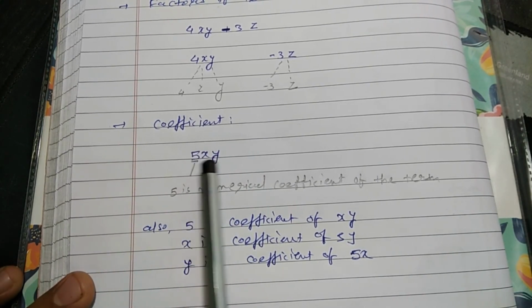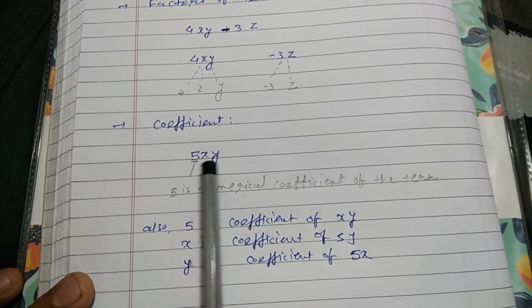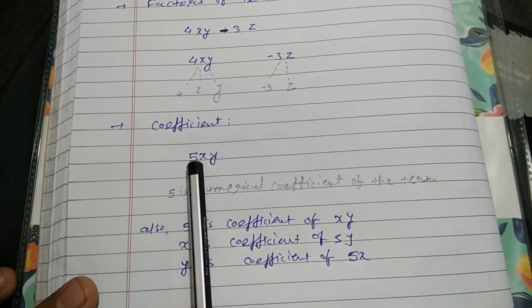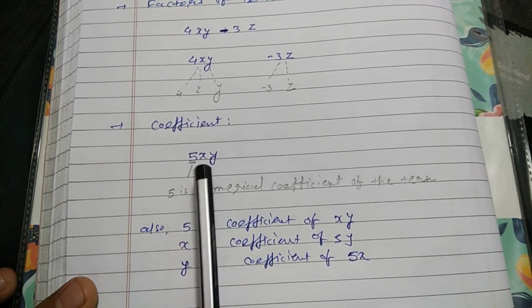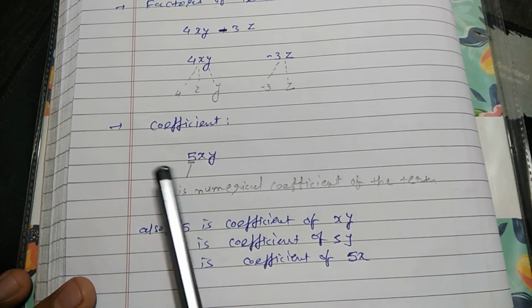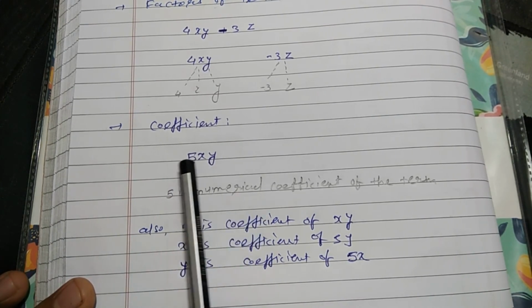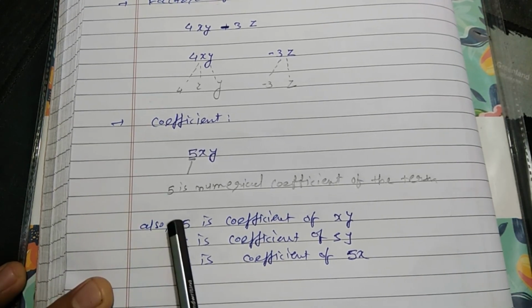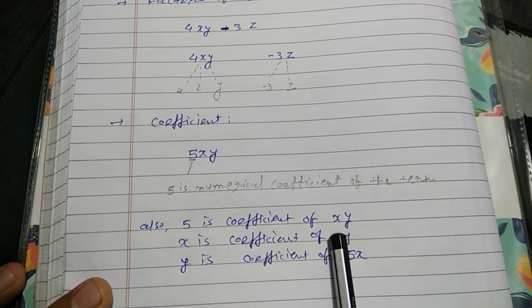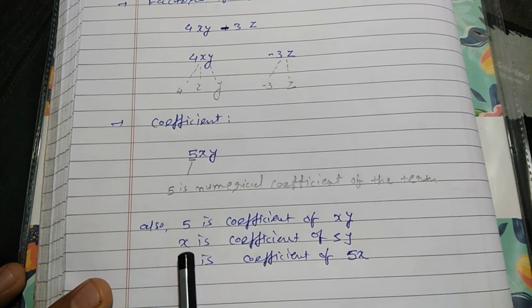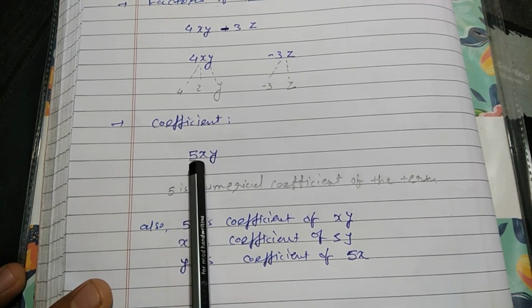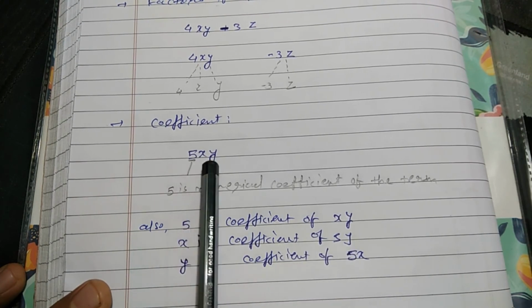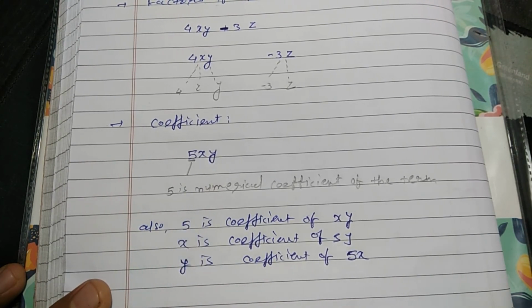Then we learned about coefficients. For the term 5xy, 5 is called the numerical coefficient of the term 5xy. Also, in a general sense, 5 is a coefficient of xy. Then for the expression 5xy, x is a coefficient of 5y and y is a coefficient of 5x.